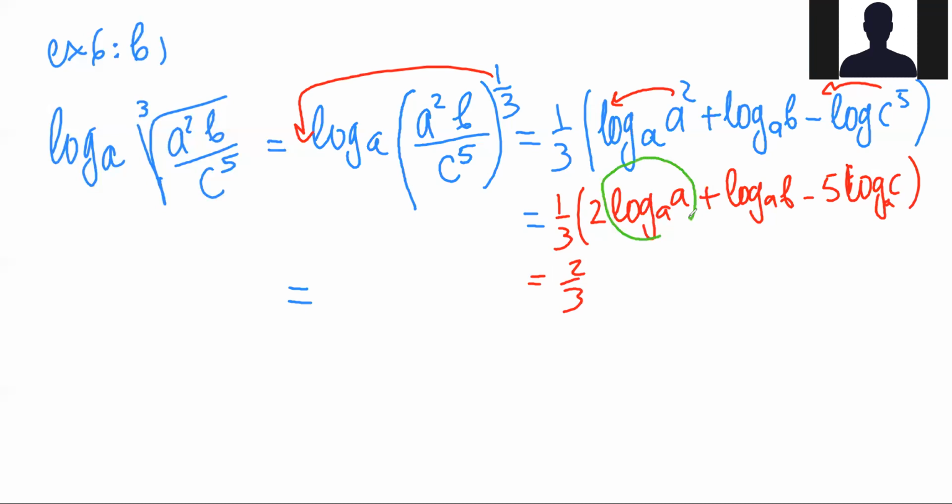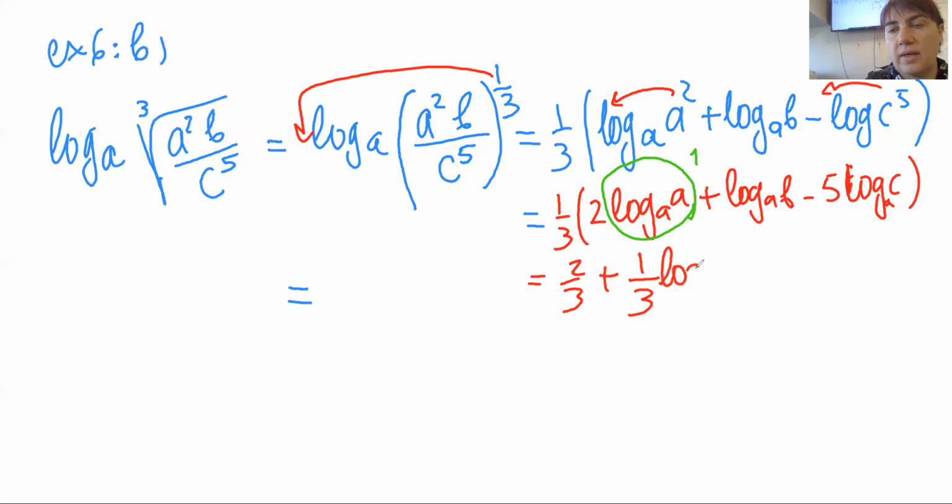So essentially, the first term is 2 over 3, plus 1/3 logarithm of AB minus 5 over 3 log AC. This is one way to do it, when you take the exponent out first.